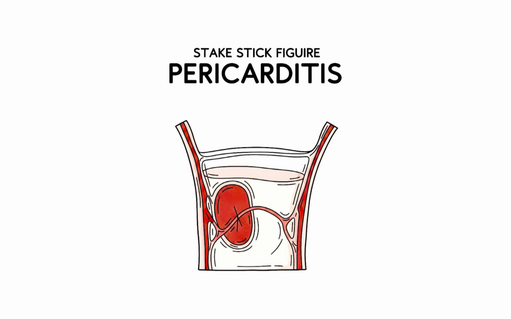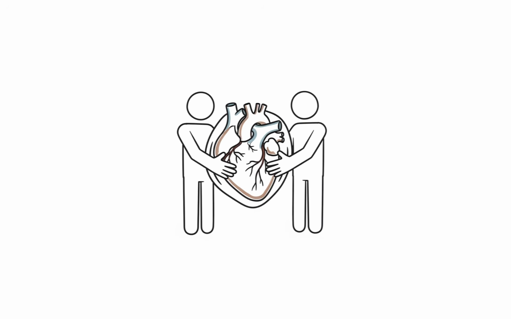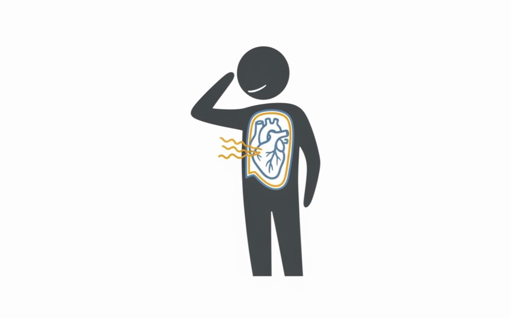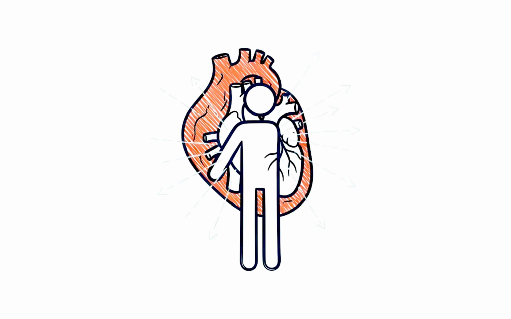Pericarditis is inflammation of the pericardium, the thin two-layered sac that surrounds the heart. The pericardium helps anchor the heart in place, reduces friction as the heart beats, and provides a protective barrier against infection. When this sac becomes inflamed, normal heart movement is disrupted.